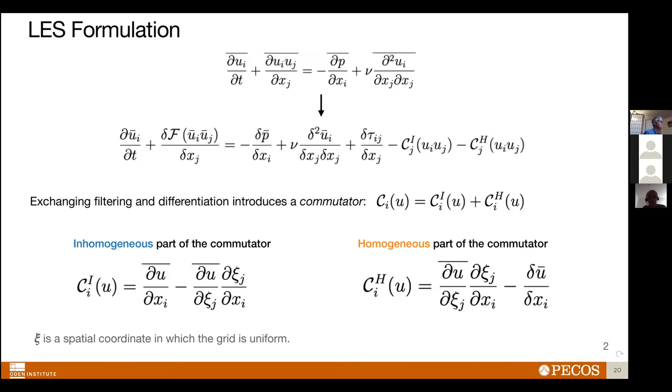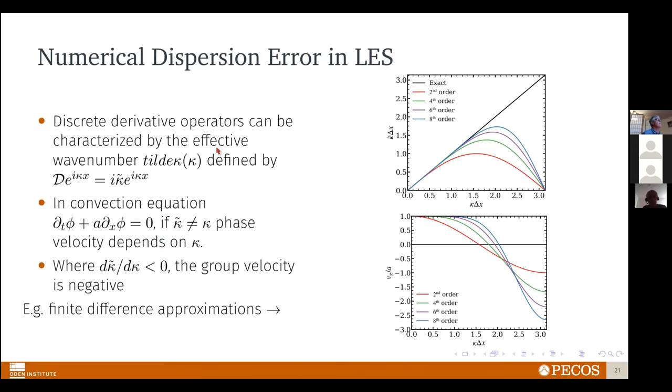Now, these numerical derivatives, of course, have numerical errors. Oops, I have a tech error here. Sorry about that. Didn't notice that. These discrete derivative operators can be characterized by an effective wave number, which I'll call tilde kappa. That's what I should have had here, and it's essentially defined by applying, in a uniform grid context, the derivative operator to the complex exponential. The complex exponential is essentially an eigenvector of this, and so i times kappa tilde is the eigenvalue of the derivative operator, and we call that an effective wave number.